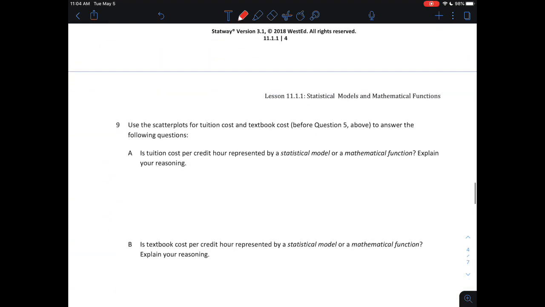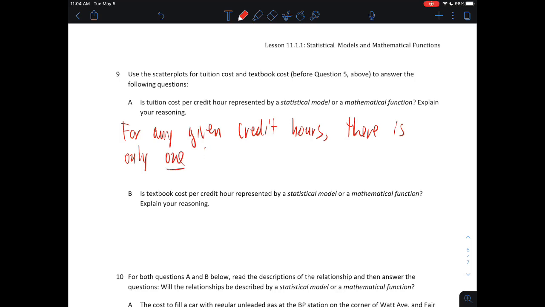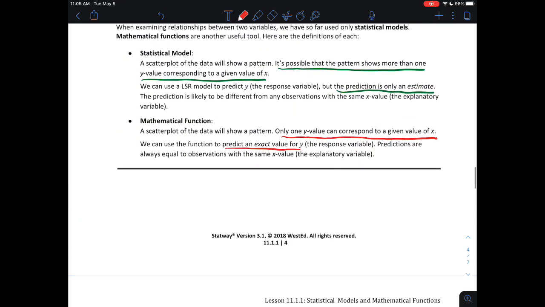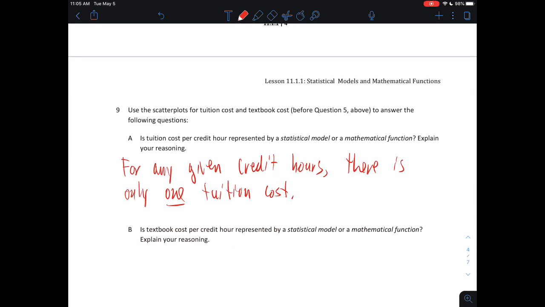So we can write that fact down in part A. For any given credit hours, there is only one tuition cost. So because of that, this relates to a mathematical function. Only one y value can correspond to a given value of x. So this is a mathematical function in part A.